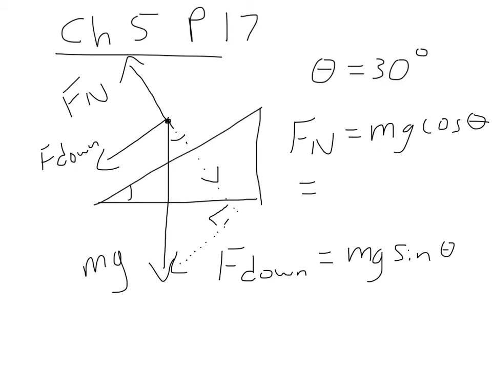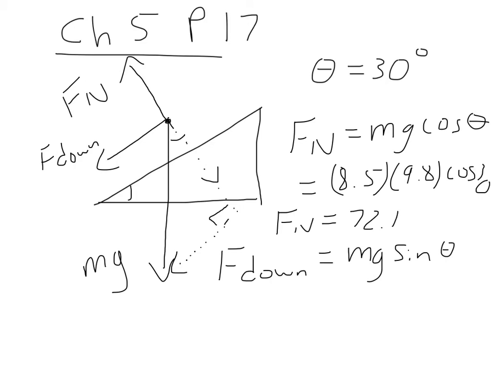Now quite directly, one of the parts of the problem is asking for the normal force. So that is going to be equal to the mass of the box, which is 8.5 kilograms, multiplied by 9.8, multiplied by the cosine of 30. And I didn't quite fit it. There we go. That's close enough. And so the normal force is going to be equal to 72.14 newtons. So that's our first answer.